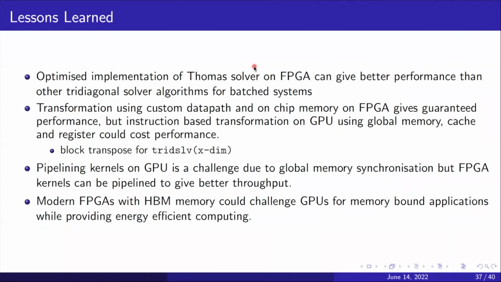Pipelining kernels on GPU is challenging due to global memory sync points, but FPGA kernels can be easily pipelined. This makes FPGAs competitive even with global memory bandwidth. Finally, modern FPGAs with HBM memory can challenge GPUs even for bandwidth-bound applications and could provide energy-efficient computing.